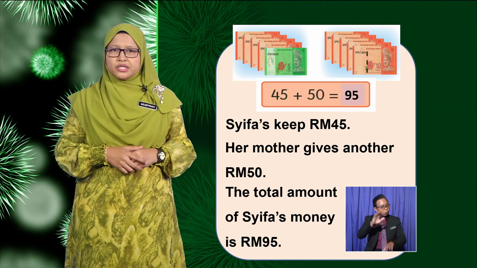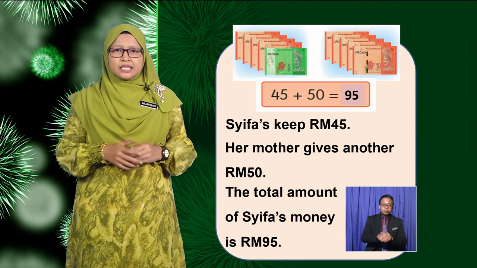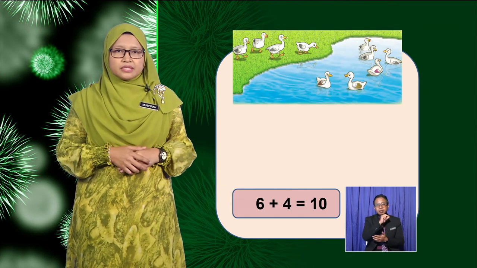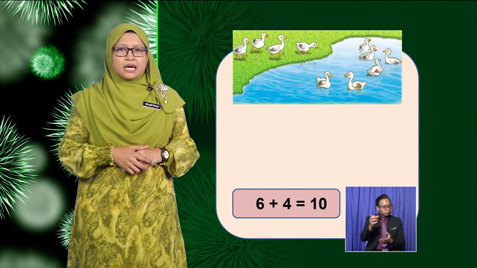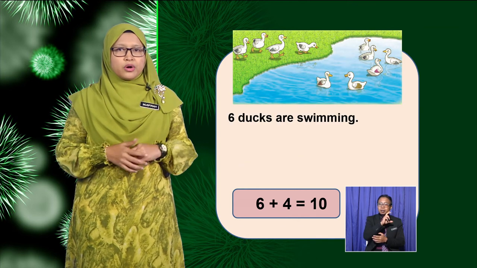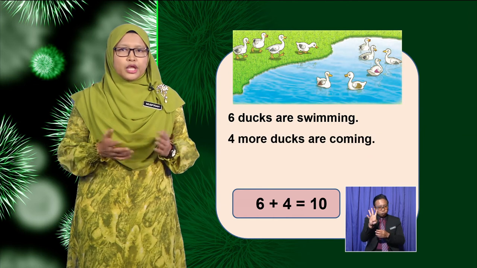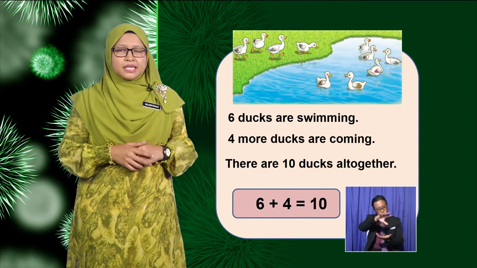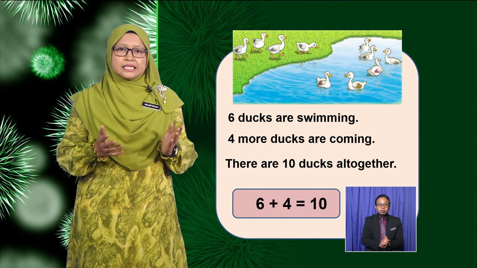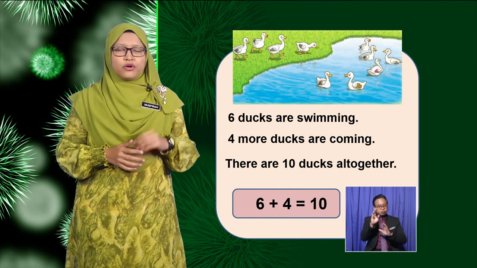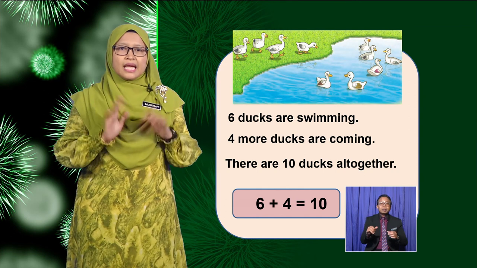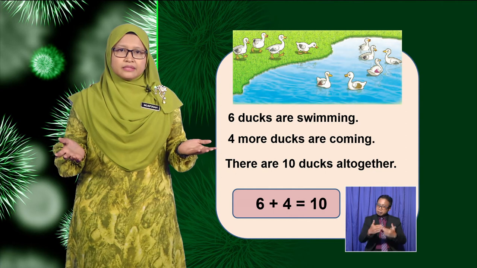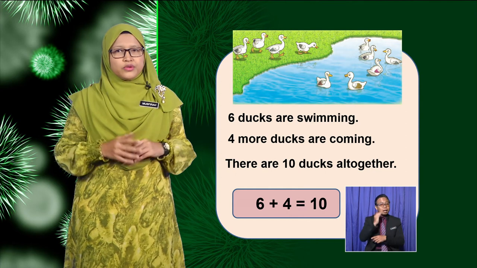Look at this picture. It is about ducks. Let us create a story about it. 6 ducks are swimming. 4 more ducks are coming. There are 10 ducks all together. The number sentence is 6 plus 4 equals 10. Well done! It's easy, right? I know all of you can do it.